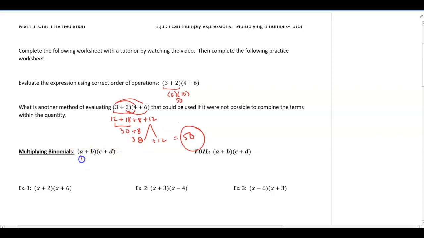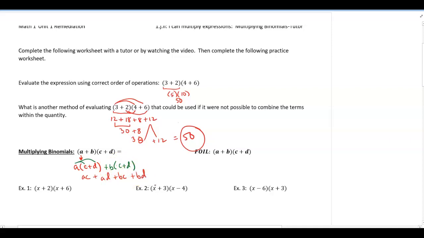And that is, I'm going to take the first term out of the first binomial, and I'm going to distribute it to the second polynomial. Then I'm going to pull the second term out of the first polynomial, and again, distribute it to the second polynomial. Once I do this, now I can go ahead and distribute. A times C is AC, plus A times D is AD, plus BC plus BD.